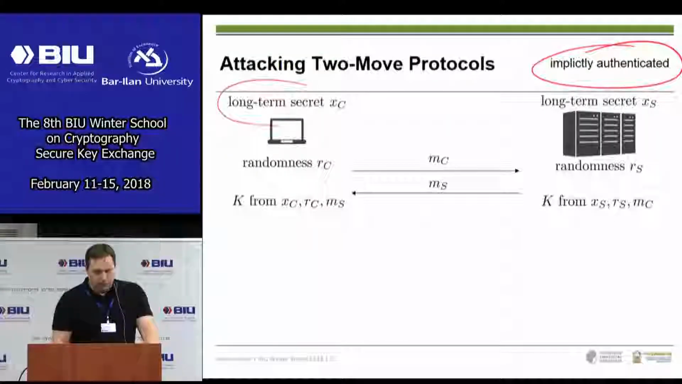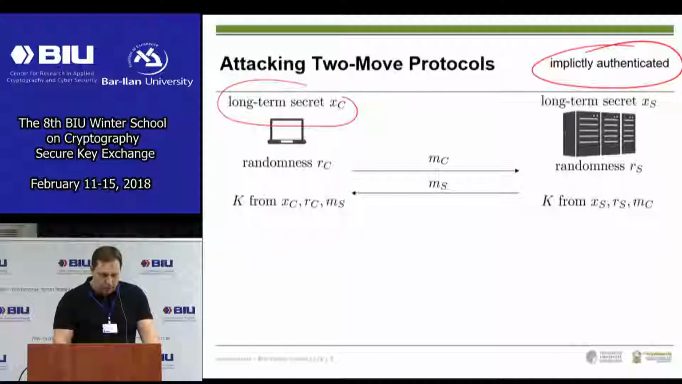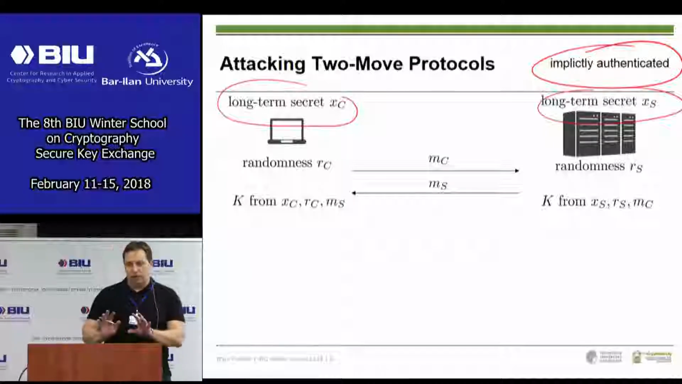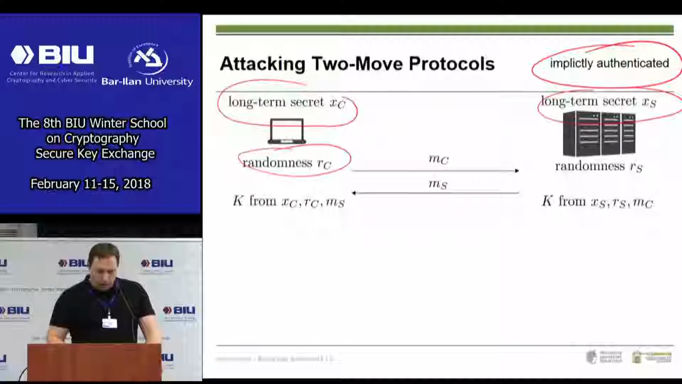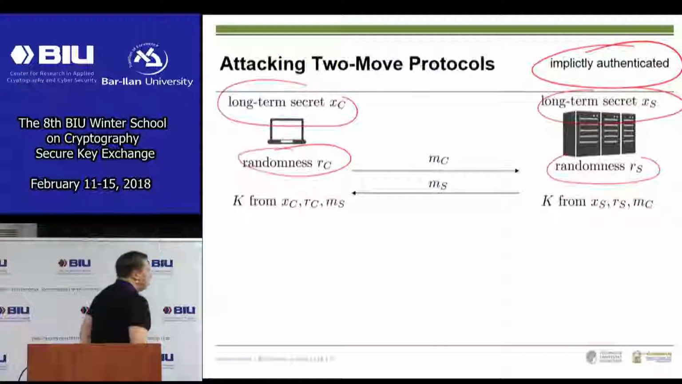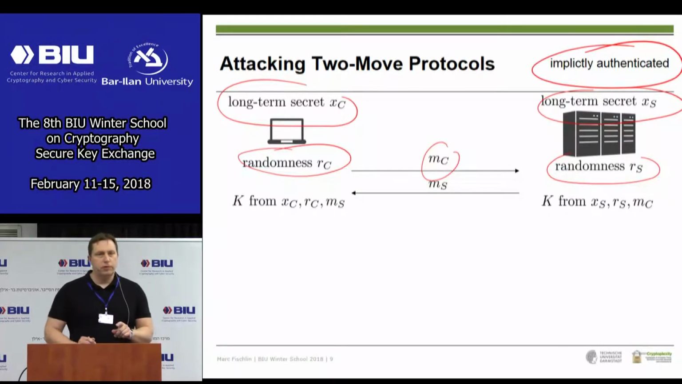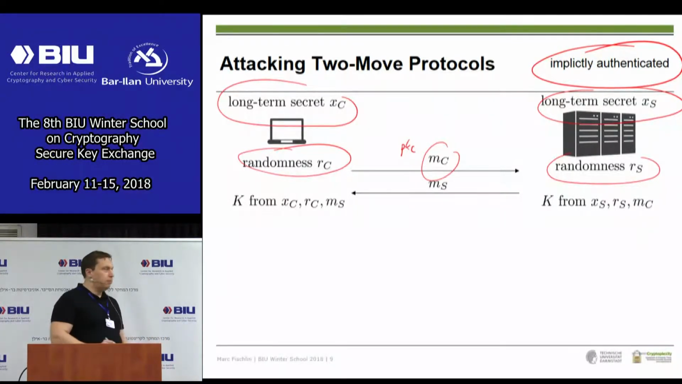And then the client sends its first message. Typically, the message would contain the public key and so on, but this is irrelevant. It's just one message going from left to right. And now implicitly authenticated says that the secret long-term key is not used here. So one thing you don't do is, for example, you create a Diffie-Hellman value and you sign it, because that would require your long-term secret to create the signature. Okay?